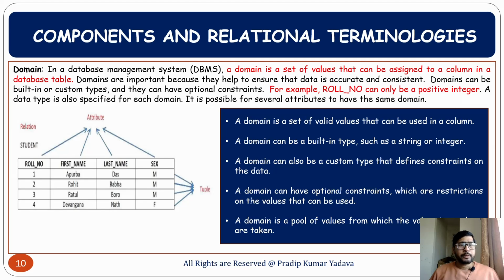A data type is specified for each column, each domain, and it is possible for several attributes to have the same domain. Yes, this is possible. Like first name and last name can have the same data type. So a domain is a set of valid values that can be used in a column. A domain can be a built-in type such as string or integer. A domain can also be a custom type that defines constraints on the data. A domain can have optional constraints which are restrictions on the values that can be used. And a domain is a pool of values from which the values in a column are taken.